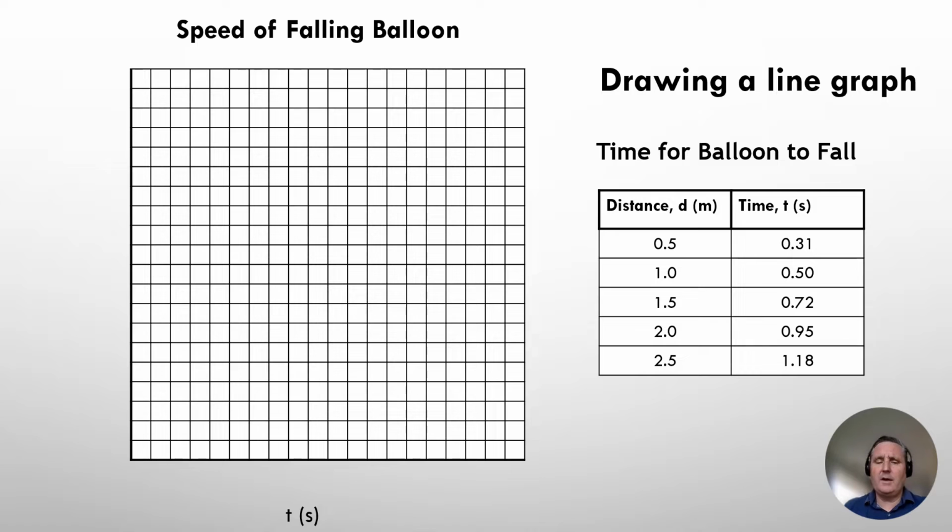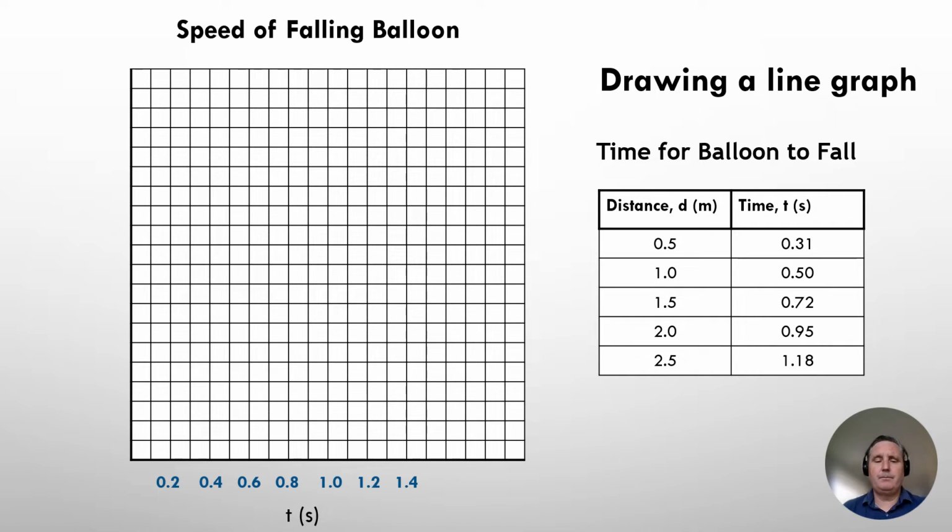So what I've decided to do is I'm going to go 0.1 for each line, but I'm only going to label every second one. So I'm going to label it 0.2, 0.4, 0.6, 0.8, 1.0, 1.2, 1.4. Now notice I didn't use all of the available space here, but I've used a good proportion of it, so that's good. But better than that, I've chosen a very nice, easy step. So every one of these lines goes up in 0.1, and that's going to help me when I go to plot my points.